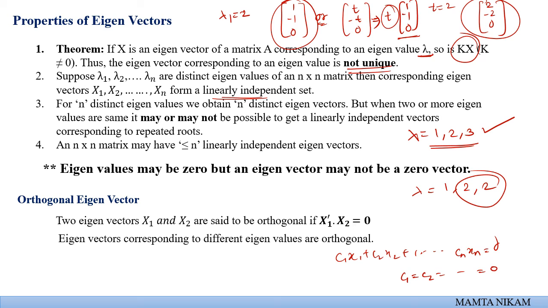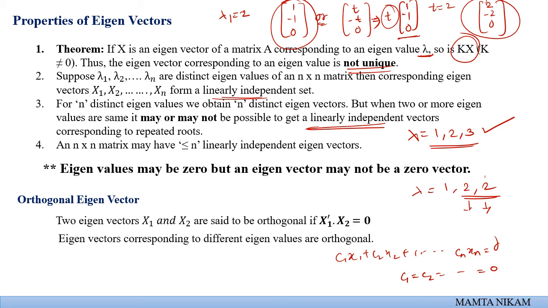वही थर्ड प्रॉपर्टी क्या कहता है, for n distinct eigenvalues we obtain n distinct eigenvectors, but when two or more eigenvalues are same, it may or may not be possible to get linearly independent vectors corresponding to repeated roots. मतलब क्या होता है, क्या कहता है थर्ड प्रॉपर्टी, n डिस्टिंक्ट आइगन वैल्यूज के लिए n वेक्टर्स तो मिलेंगे ही हमें, राइट? बट वही अगर केस होता है जहाँ पे हमें रिपीटेड रूट्स मिलते हैं, रिपीटेड आइगन वैल्यूज मतलब दो आइगन वैल्यूज सेम है, तो दैट डजंट मीन हमें दोनों के लिए अलग आइगन वेक्टर मिल सकता है, बट ये आइगन वेक्टर्स लीनियरली इंडिपेंडेंट होंगे या नहीं होंगे ये हम we cannot say. It may or may not be possible.